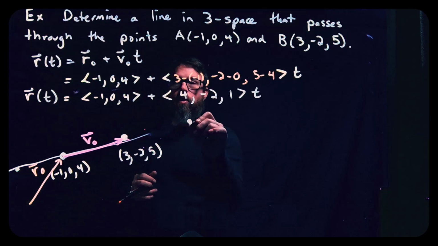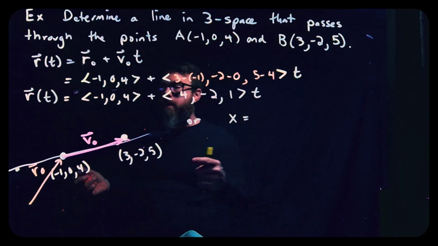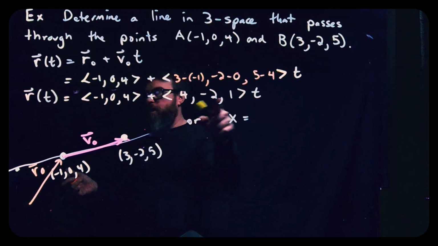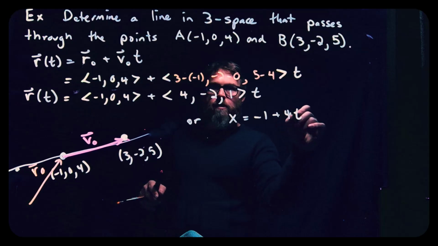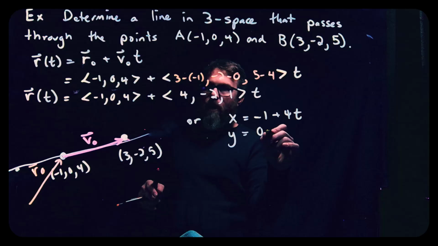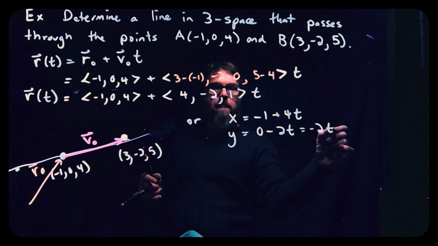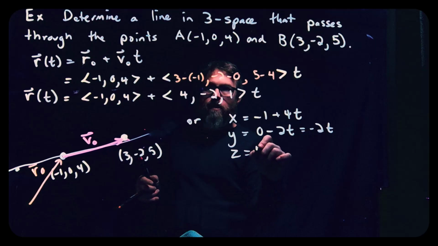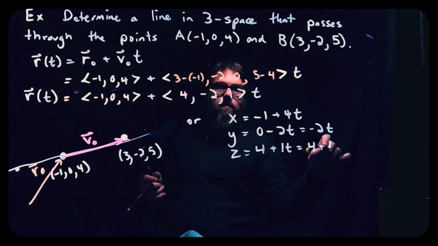Now we can also parameterize the line. So I can also say, writing this in parameter form, what would the x coordinate be? Well, it would be the sum of the first coordinate. So -1 plus 4 times t. The y coordinate is going to be the sum of the middle one. So 0 minus 2 times t, or we could just say -2t. And then finally, our z is going to be equal to 4 plus 1t, or just 4 plus t.